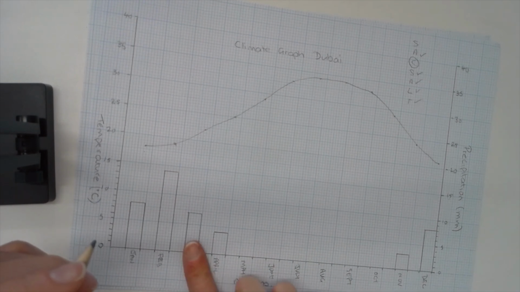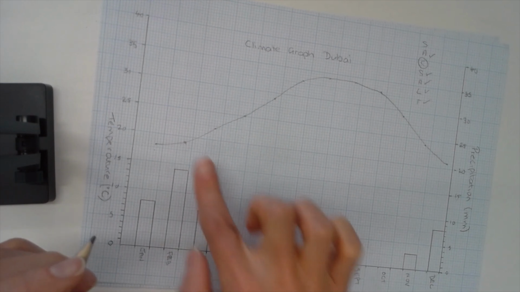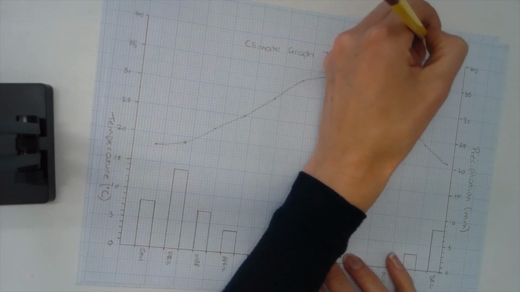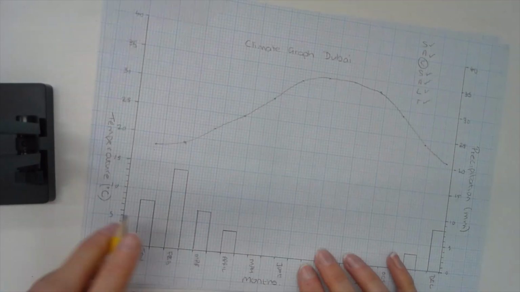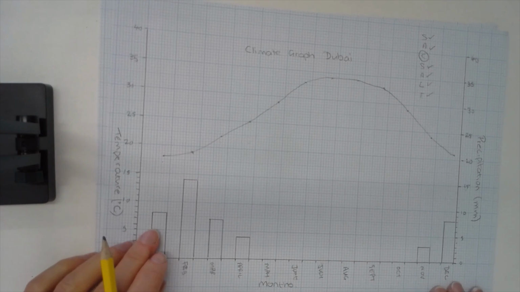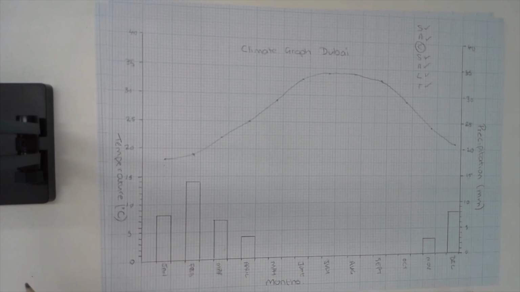We've got a bar graph to show the rainfall. We've got a line graph to show the temperature. So we can say that that is also done, and then you know that your graph is fully complete and you can bring it in next lesson.